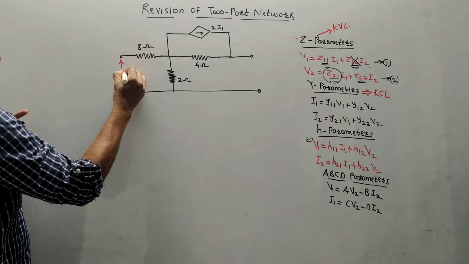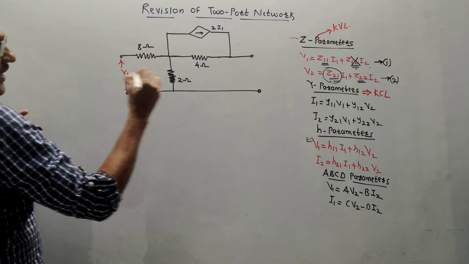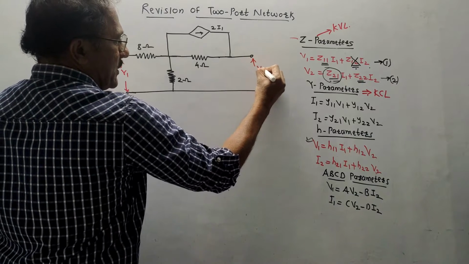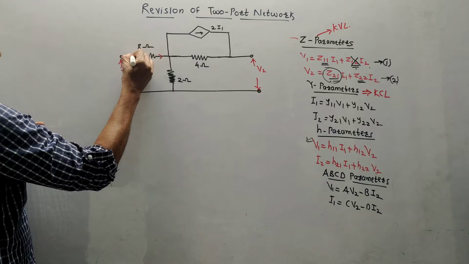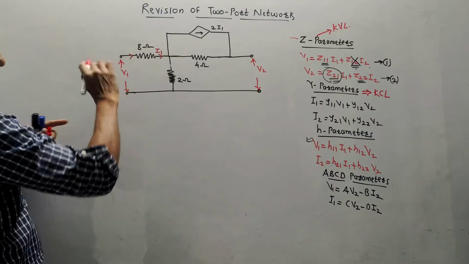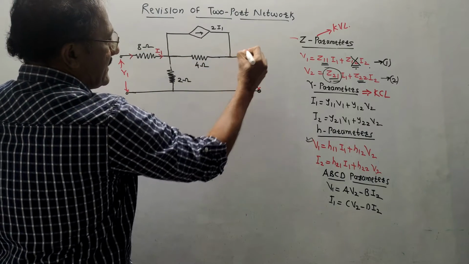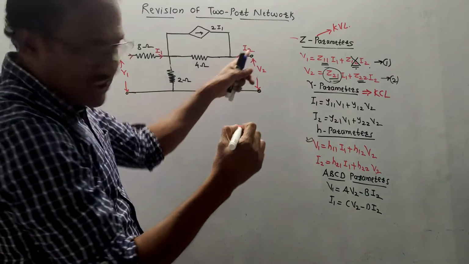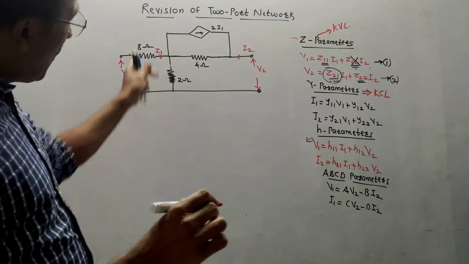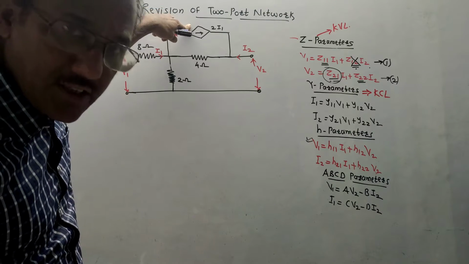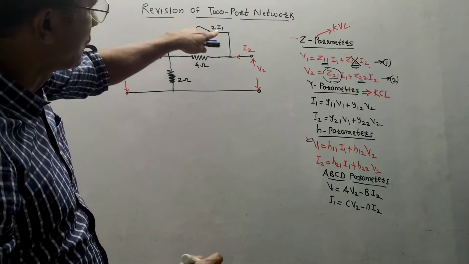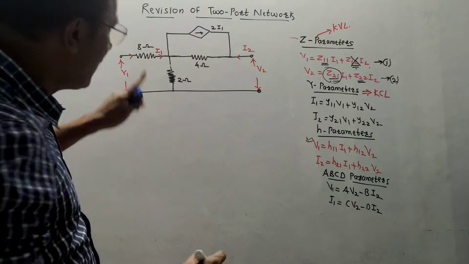Keep in mind the basic things. Input voltage is denoted by V1, so at this point I have V1. At this point output voltage is V2. These are fixed notations. Same way, this is input current I1, which is again fixed, direction is fixed. Similarly, this is output current I2, whose direction and notation is fixed. This is the dependent current source, whose value is given as 2I1.